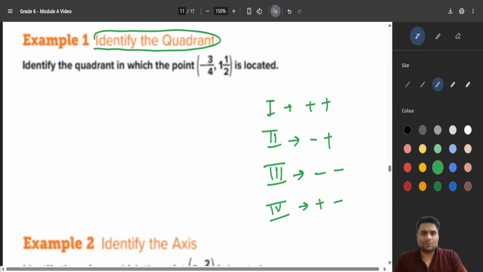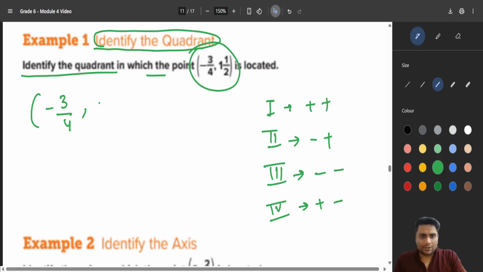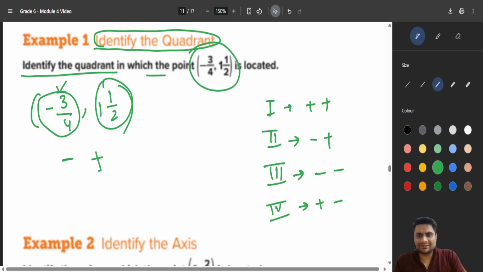So in type 1 we have to identify the quadrant. Identify the quadrant for this point. Okay. Where is it located? So the point here is minus 3 over 4 and 1 is to 1 over 2. Check here. The x coordinate is negative and the y is positive. So where is the x coordinate negative? Check here. The second quadrant, right? Yani this is in the second quadrant.